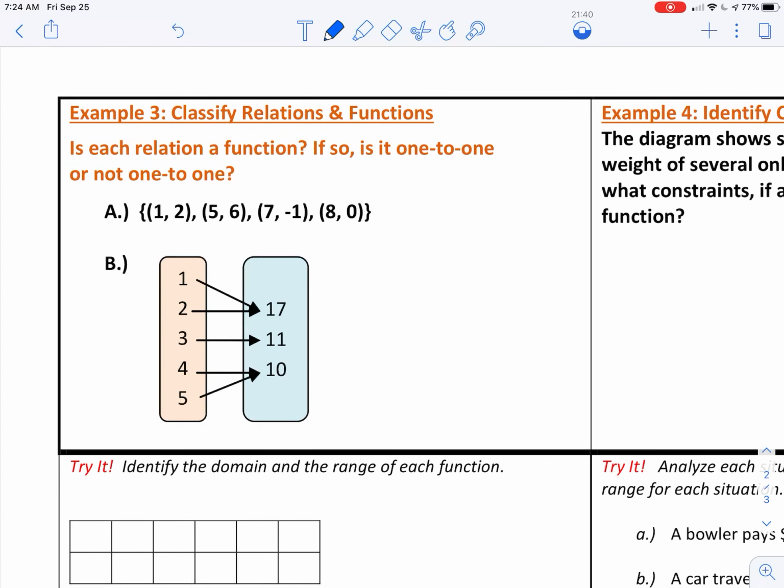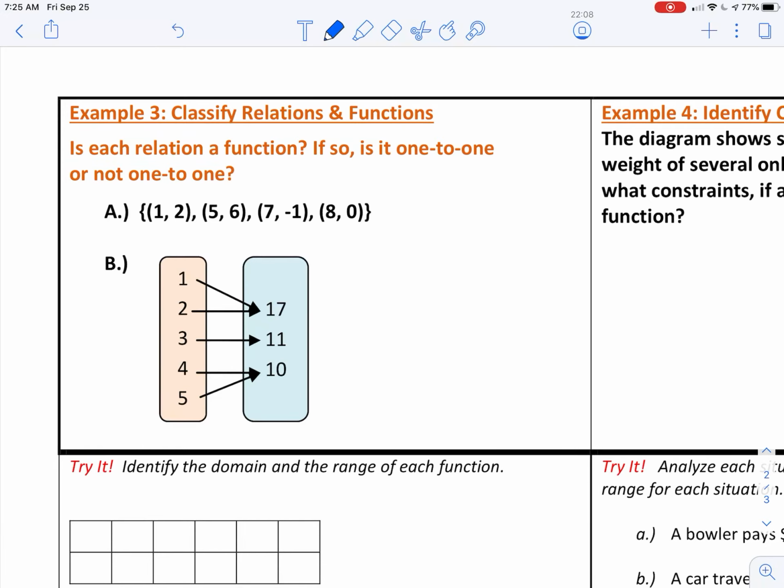Now we want to know how to classify relations and functions, and this is really one of the crux parts of the important key parts of our lesson today. So we want to ask, is each relation a function, given here in A and B, and if so, is it a one-to-one or not? Remember we said a relation is simply a set of ordered pairs. So in A you see 4 sets of ordered pairs there: (1, 2), (5, 6), (7, -1), and (8, 0).